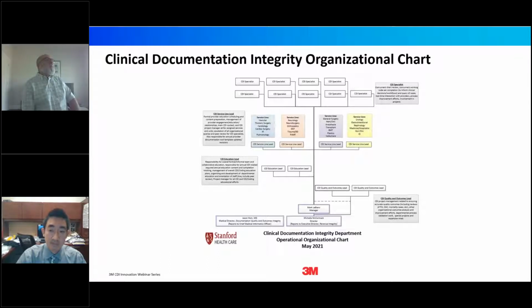We are here to support the CDI specialists who do all of the work for us on the front lines. In between, we have a career ladder. We have some quality and outcomes leads who you'll hear more and more about as we continue our discussion. We have education leads who are responsible for all the education for both provider-driven as well as staff education. And then we have service line leads who help to support those educational efforts at the service line level. And then the specialists do our daily work.